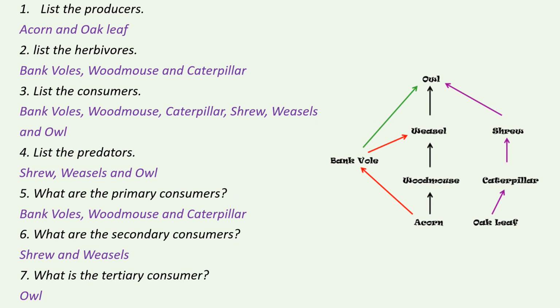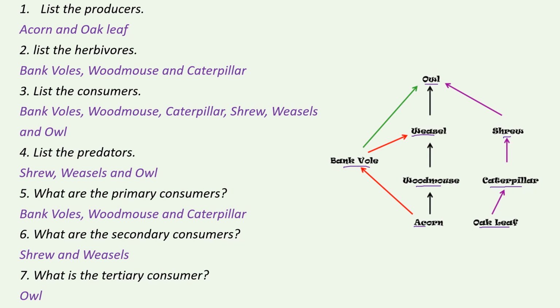The answers would be that your acorn and your oak leaf would be your producers. Your herbivores would be your bankvole, your wood mouse, and your caterpillar because they eat plants. Your list of consumers would be your weasels, your shrew, and your owl, and your bankvole, and your wood mouse, and your caterpillar, basically anything that's not a producer. And the list of predators would be your shrew, your weasel, and your owl.